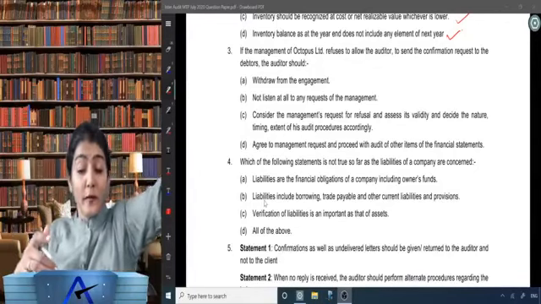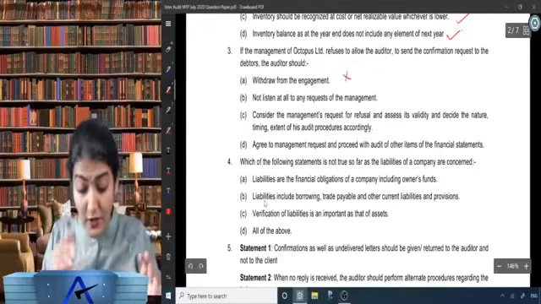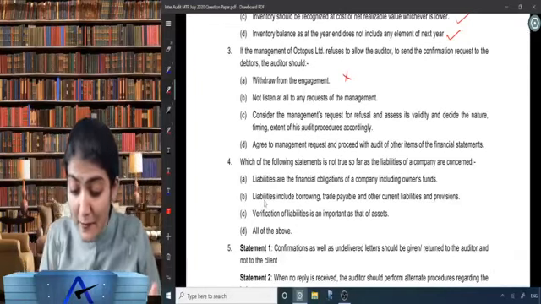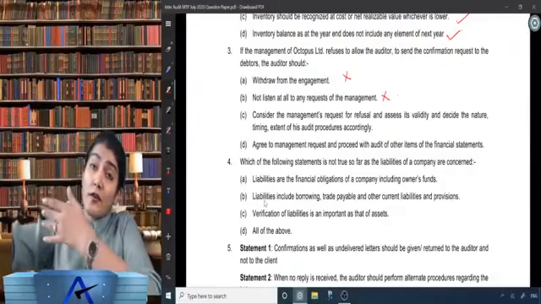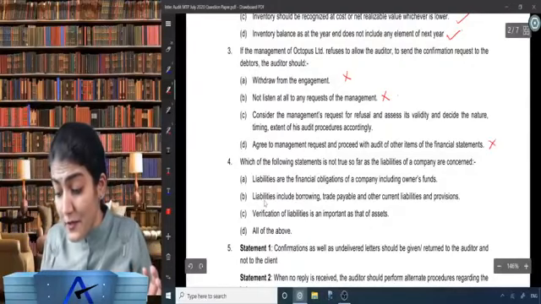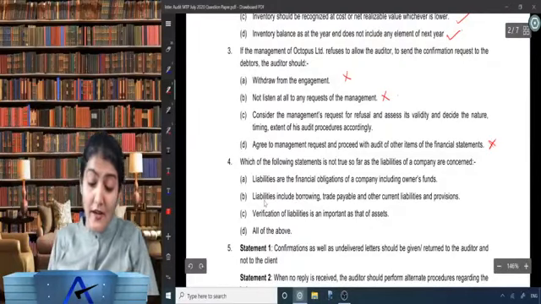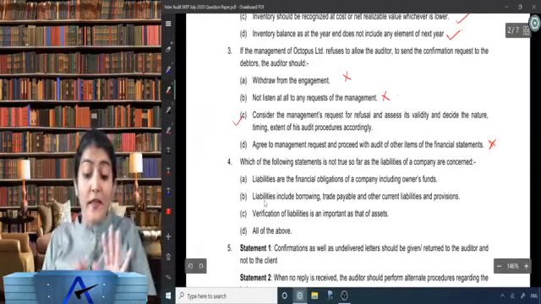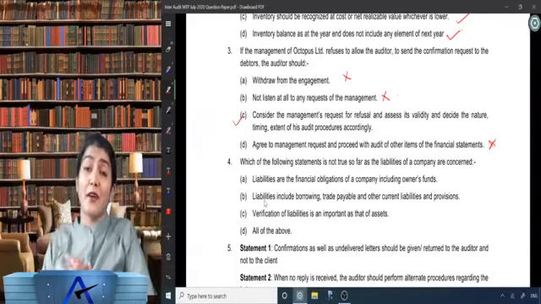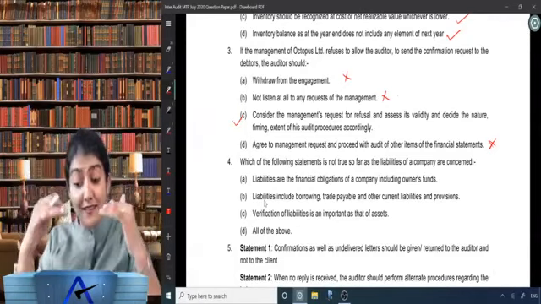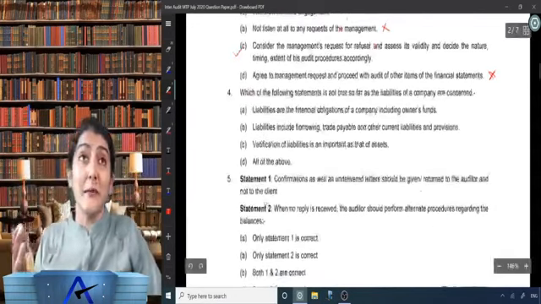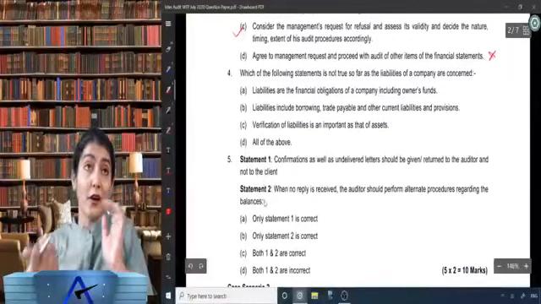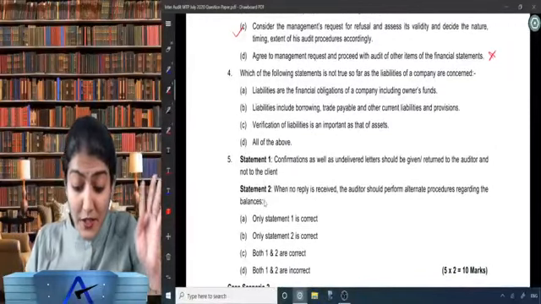Withdrawing from the engagement is an extreme step. Not to listen at all is a very bad idea. Agree to management request and continue with the audit of the other items of financial statements, again not a sensible idea. So what is a good way out over there? Consider the management's request for refusal, assess its validity and also decide the nature, timing and extent of his audit procedures accordingly.